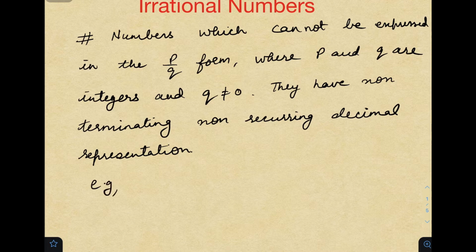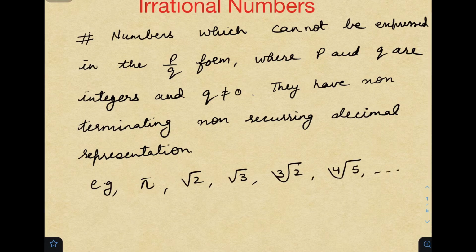The examples of irrational numbers are pi, root 2, root 3, cube root of 2, fourth root of 5 and so on. We can have infinite number of irrational numbers. We can also give the example in terms of decimal expansion.